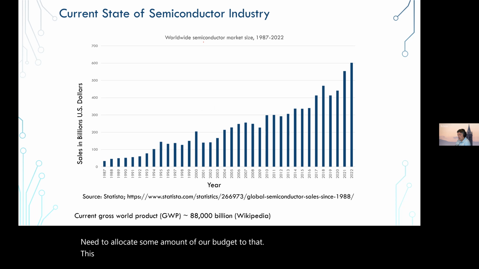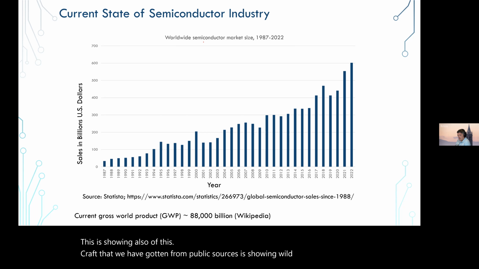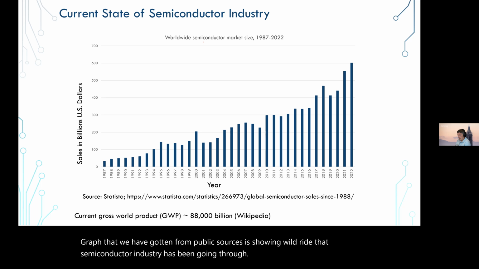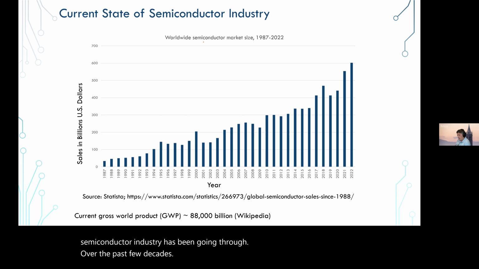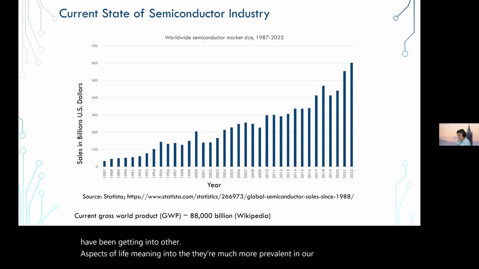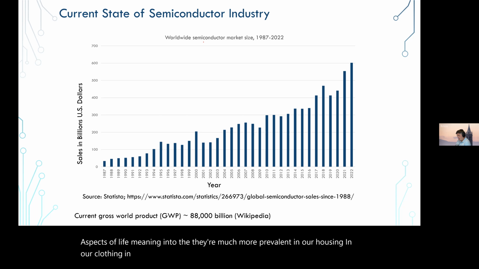This graph that we have gotten from public sources is also showing the wild ride that the semiconductor industry has been going through over the past few decades. The growth rate, if you plot it, is actually still faster than 6%, because semiconductors have been getting into other aspects of life. They're much more prevalent in our housing, in our clothing, in our transportation. We are not eating semiconductors yet, but they're a lot more spread through our supply chains, including the food supply chains.